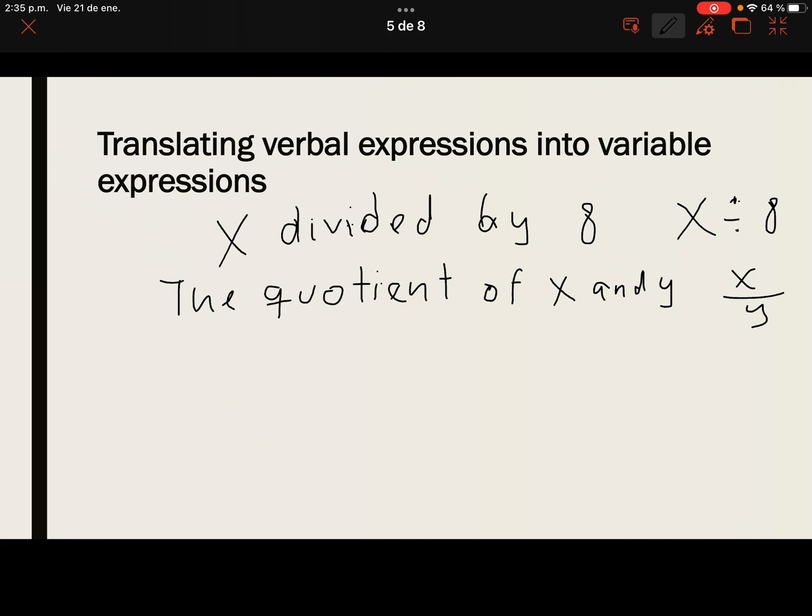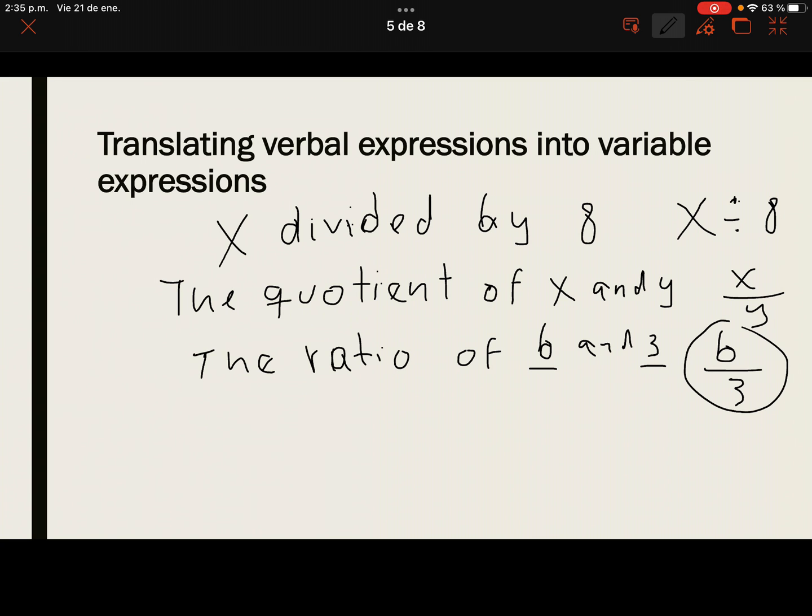Next one, and the last one for division, is "the ratio of." For example, the ratio of b and 3 means b divided by 3, or b over 3. Those are the keywords for division.